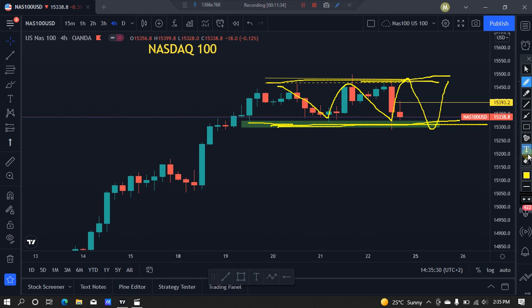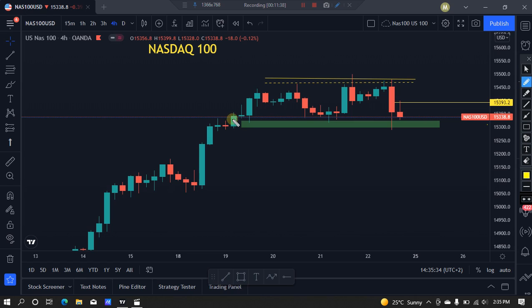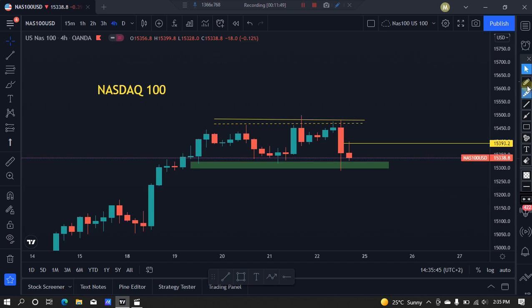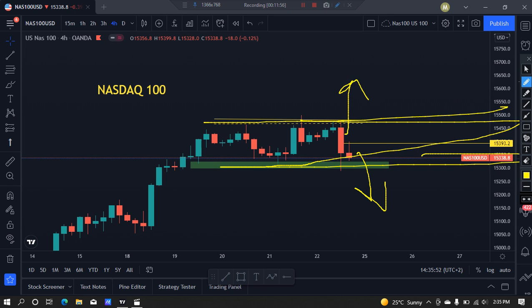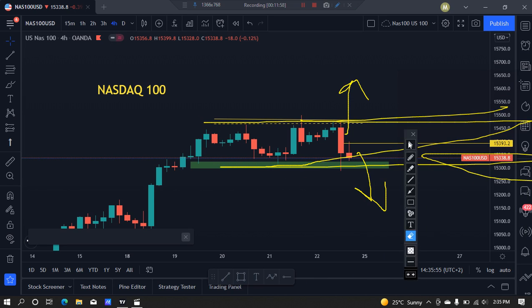Now consolidating. Remember when I told you that when you see the market doing something like this, just know that the market is now trying to decide which direction to take. After this, we might see some crazy moves, maybe pushing to the lower side or maybe pushing to the other side. So what we can do is focus on these areas or these zones.